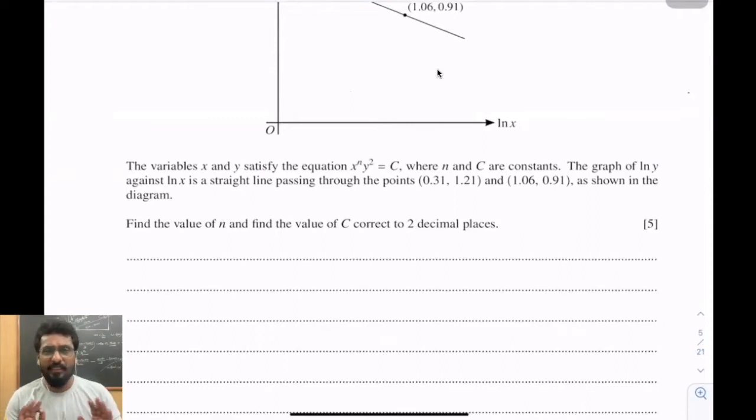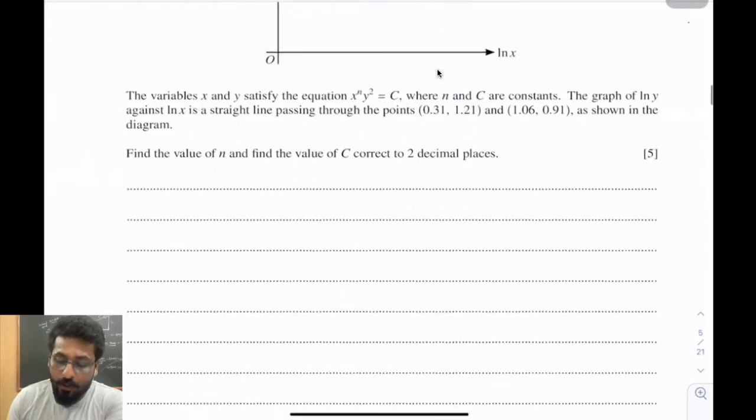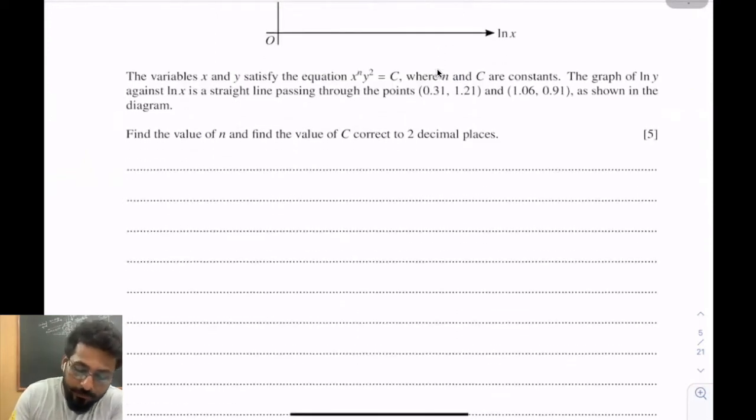So it's a pretty simple question, students. The graph is not given for the equation x^n y² = c. Instead, the graph is given for ln y against ln x. So you definitely want to take natural logs. I have my equation: x^n multiplied with y² equal to c.